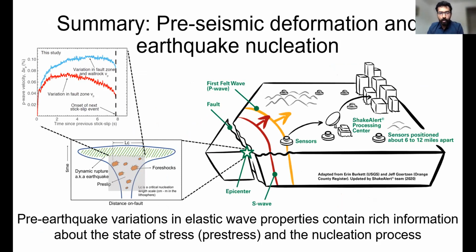In the first part of my talk, I was talking about how we can image the earthquake nucleation process, and I said that pre-earthquake variations in elastic wave properties, amplitudes, velocities, etc., can contain a lot of information about both the stress state and the slip rate on the fault.